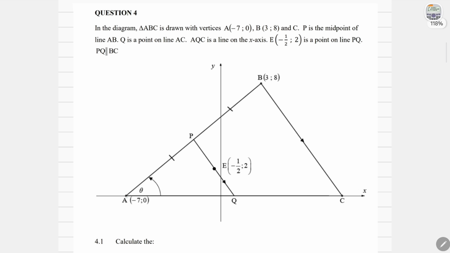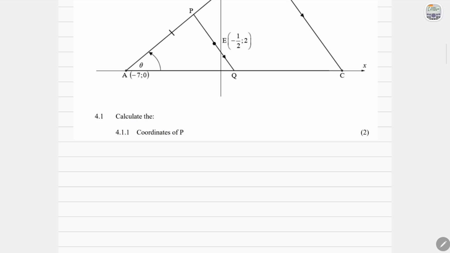Question 4 says, in the diagram, triangle ABC is drawn with the vertices A, which is negative 7 and 0, B, 3 and 8, and C, which we can see is on the x-axis. Okay, P is the midpoint of line AB, Q is a point on line AC, and AQC is a line on the x-axis. E, which is negative 1/2 and 2, is a point on line PQ, and we are also told that PQ is parallel to BC. Okay, so first question says, calculate the coordinates of P.